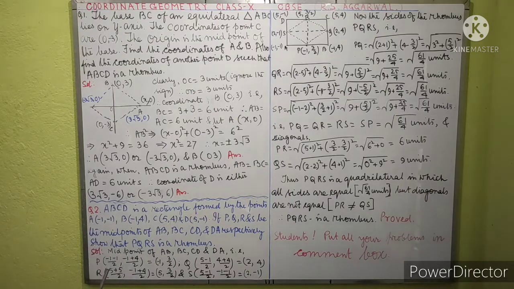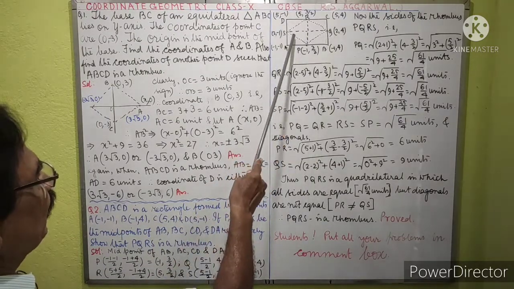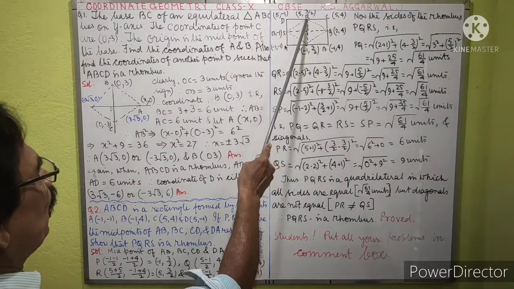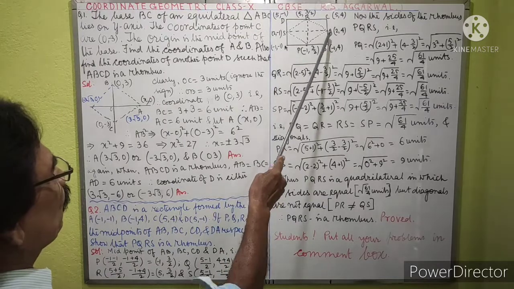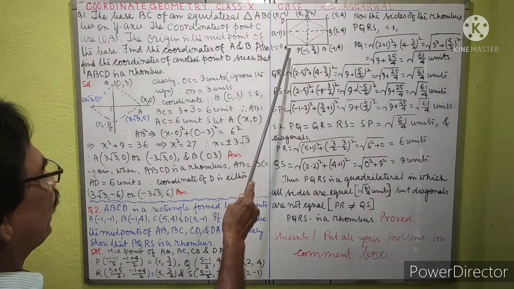Now question number 2. ABCD is a rectangle formed by the points A minus 1, minus 1, B minus 1, 4, C 5, 4 and D 5, minus 1. If P, Q, R, S are the midpoints of AB, BC, CD, DA respectively, show that PQRS is a rhombus. Now see that ABCD is a rectangle and P, Q, R, S are the midpoints of AB, BC, CD and DA.